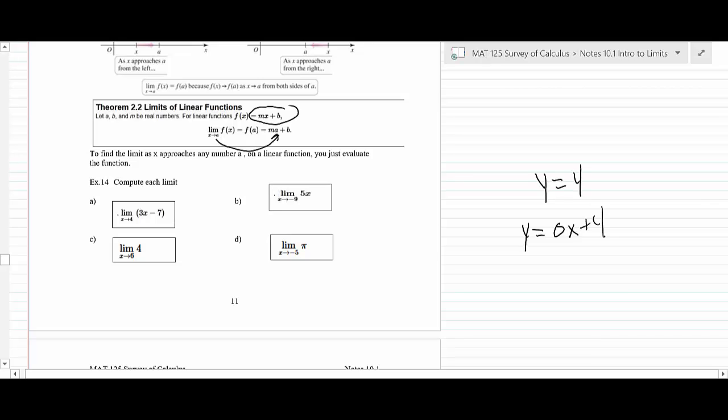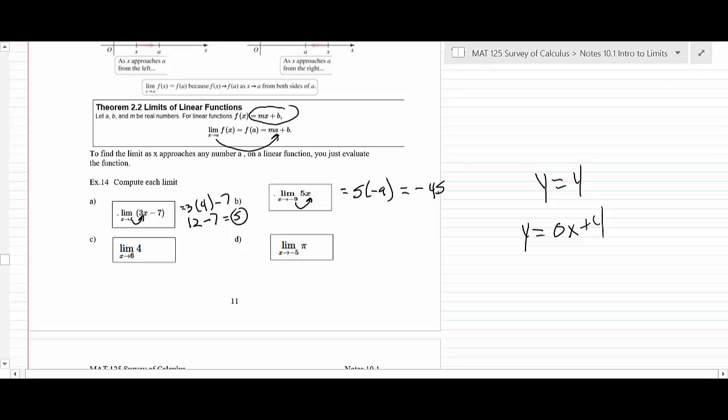So they're all lines. On example A, you would just do 3 times 4 minus 7. You take that 4 and plug it in. You'd have 12 minus 7, so the value of that limit would be 5. If you graphed it out, that's clearly what the limit would be going to. The left and right hand are always going to go to the same place on a line. They have to. Next one, you do the same thing: 5 times negative 9, so you get negative 45. That's it. No graphing required.